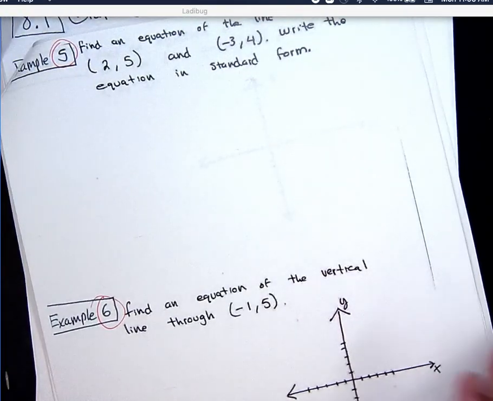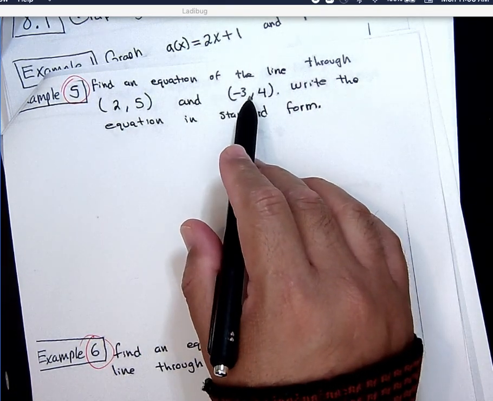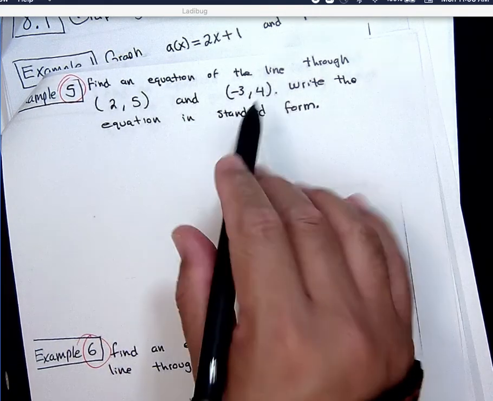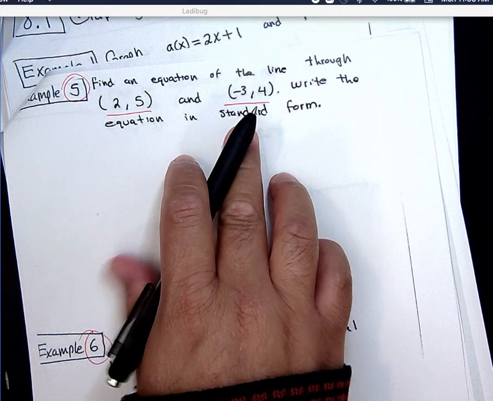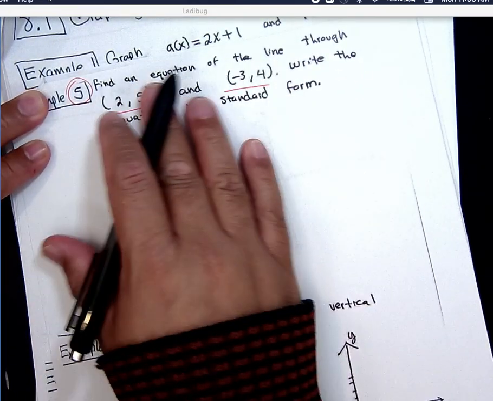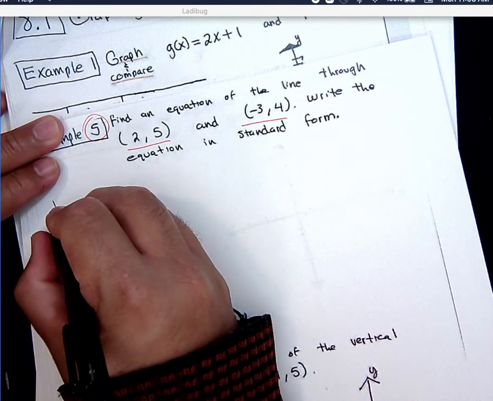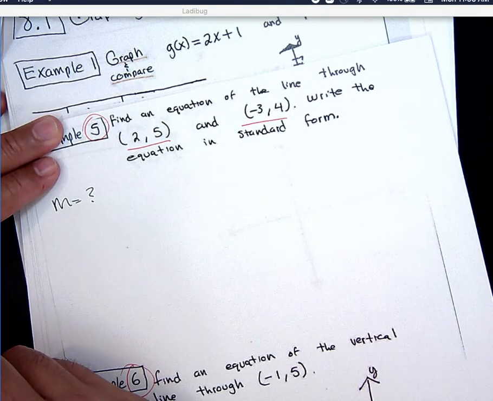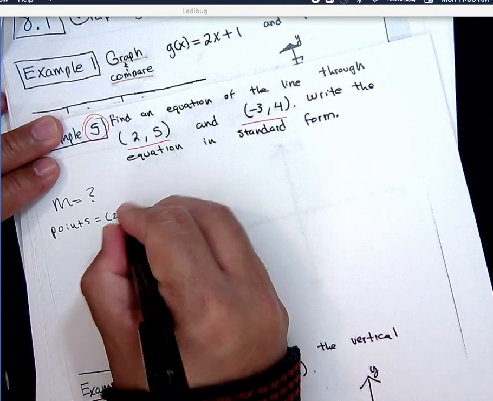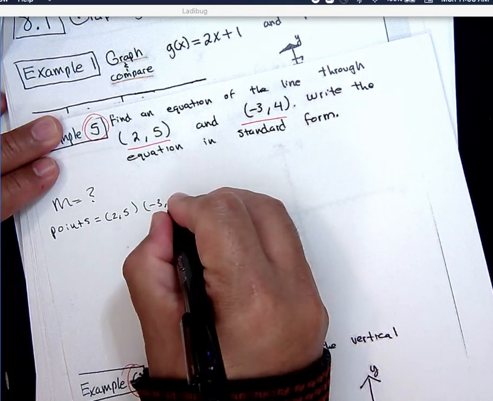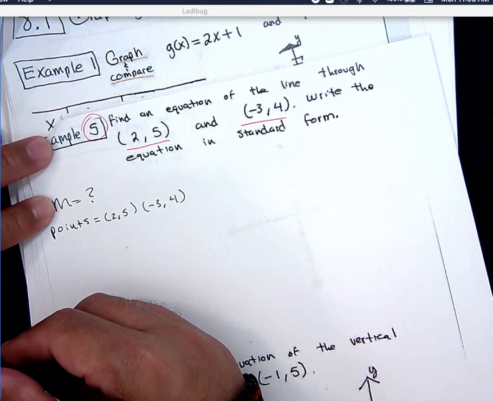Okay, number 5, find the equation of the line through two points actually. So they're giving you 2 points on the line. Write the equation in standard form. Okay, that one has an extra step because we have the points, but we don't have the slope. The slope is unknown. We have 2 points in this case, the 2, 5 and the negative 3, 4. So how do you find the missing slope?